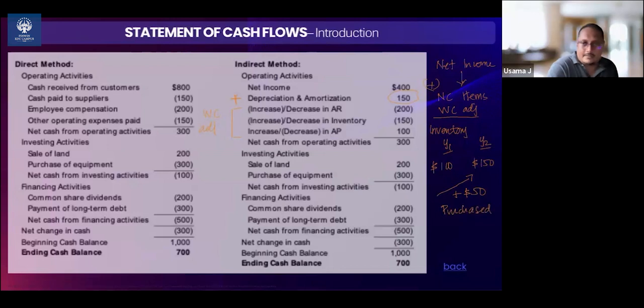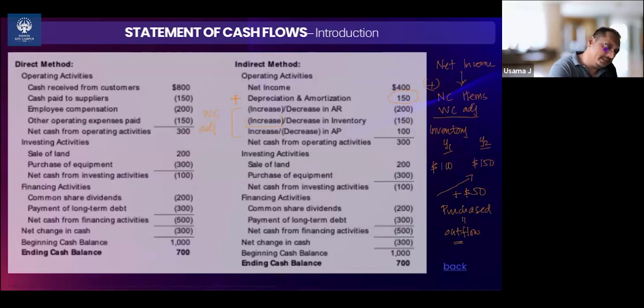Purchased inventory. Purchasing inventory means it's an inflow or an outflow, guys? It is an outflow, which is why an increase in inventory is recognized as a negative. Decreases in inventory are vice versa.